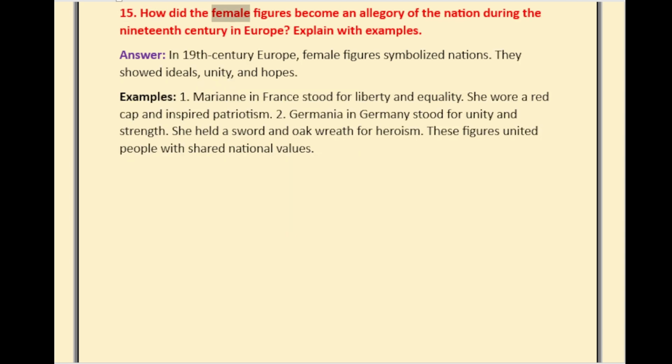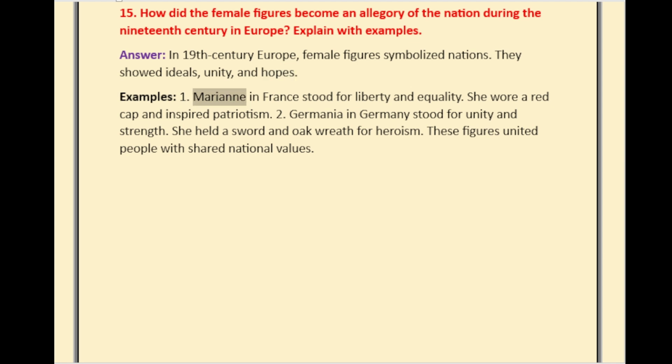15. How did the female figures become an allegory of the nation during the 19th century in Europe? Explain with examples. Answer. In 19th century Europe, female figures symbolized nations. They showed ideals, unity, and hopes.